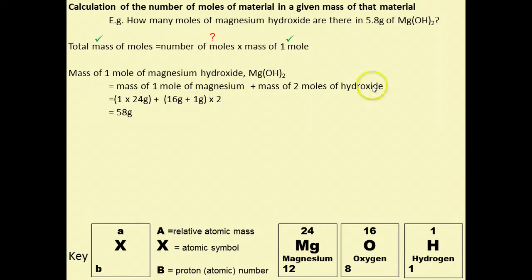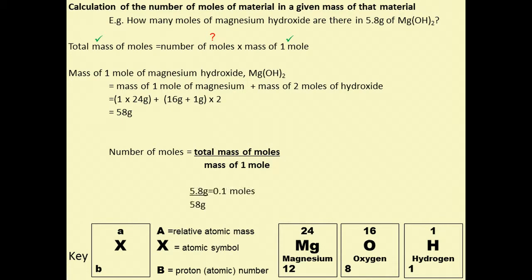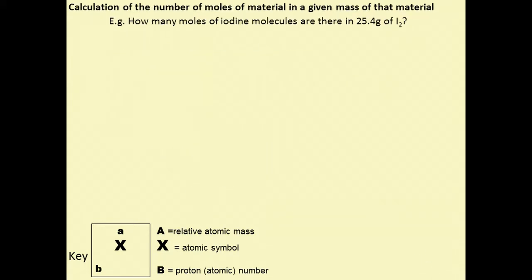We now rearrange our equation. So number of moles is equal to the total mass of moles divided by the mass of 1 mole. So 5.8 divided by 58 gives us 0.1 moles present.